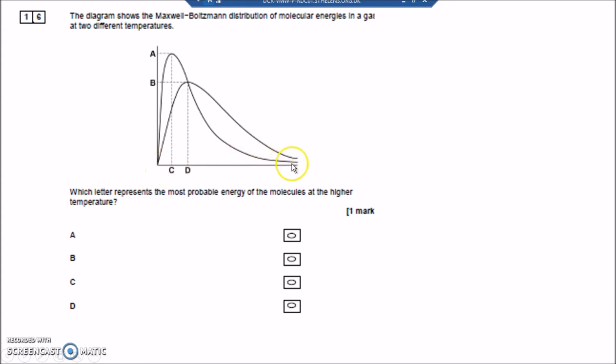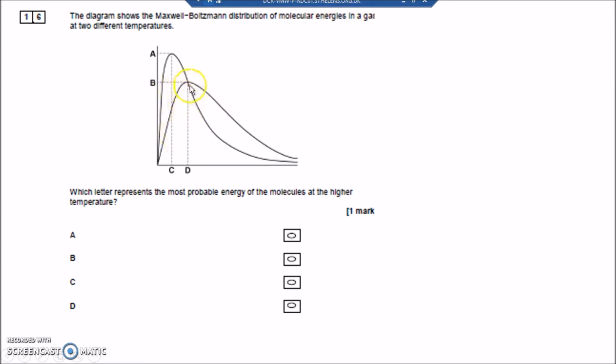The x-axis is the amount of energy, the y-axis is the number of molecules, and so the area is going to stay the same because in both cases it's the same sample of gas. It's in some kind of vessel, and so it's a sealed vessel.